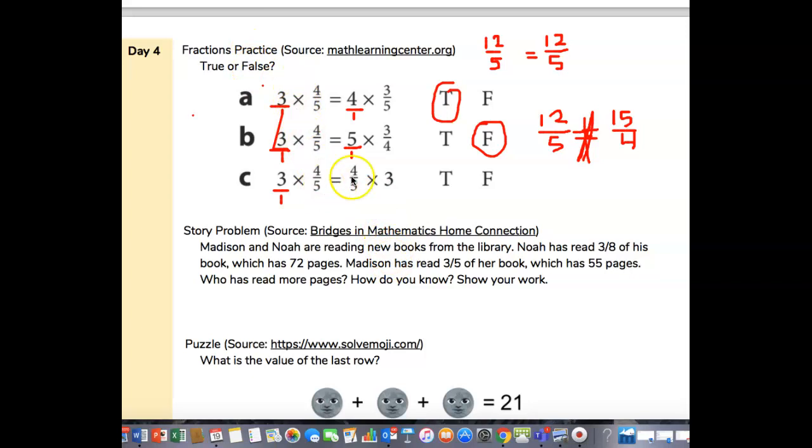All right, I'm going to let you do the last one on your own. And that should be easy enough. Just remember that this has a 1 under it, and you're doing 3 times 4, and 1 times 5, 4 times 3, 5 times 1. All right, let's go on to the story problem.